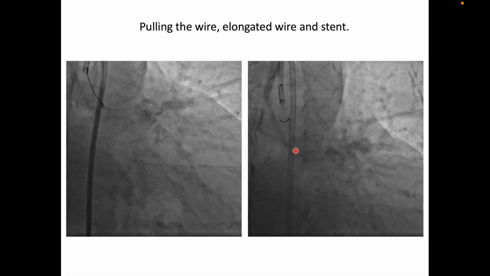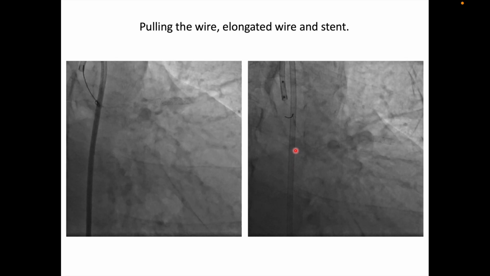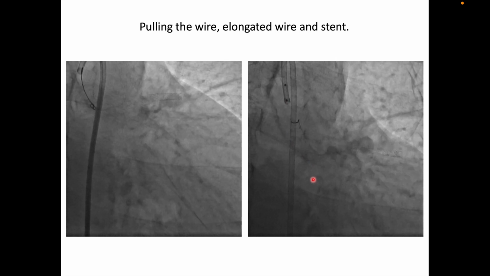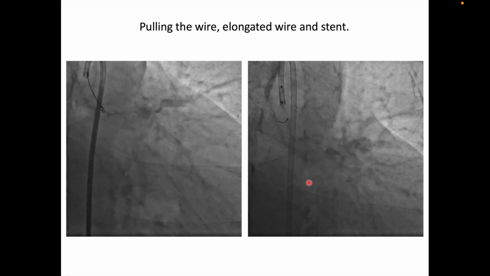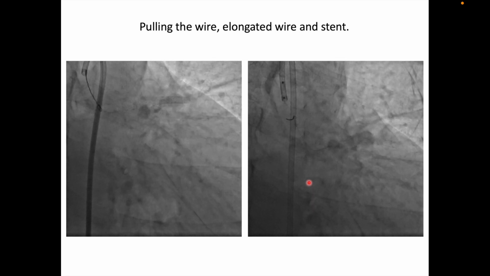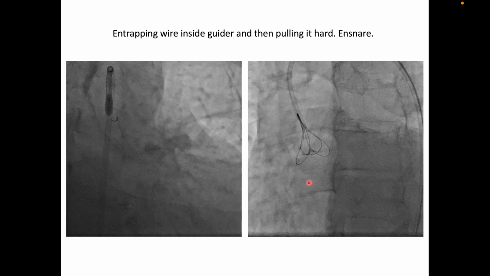I knew I had to pull it out now or hand over the patient to the surgeons. So I pulled the wire out and I managed to break the wire actually, but unfortunately the stent also got elongated and was hanging in the aorta now. So then I brought in a snare.